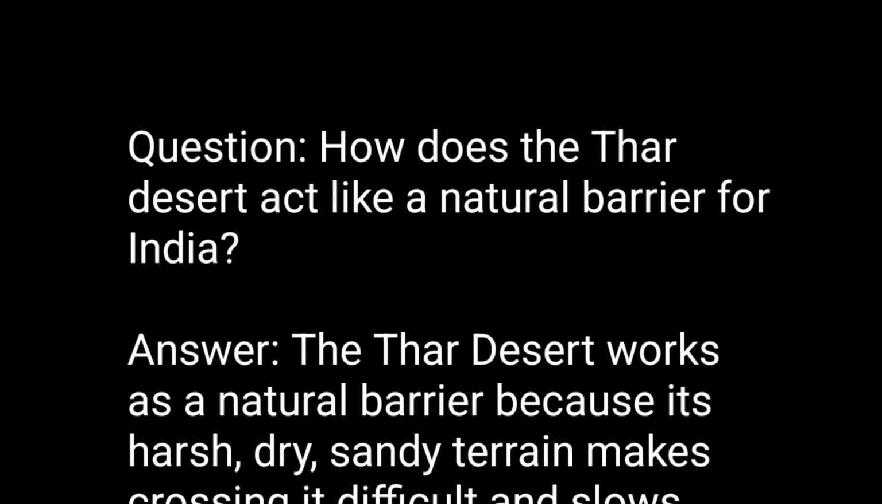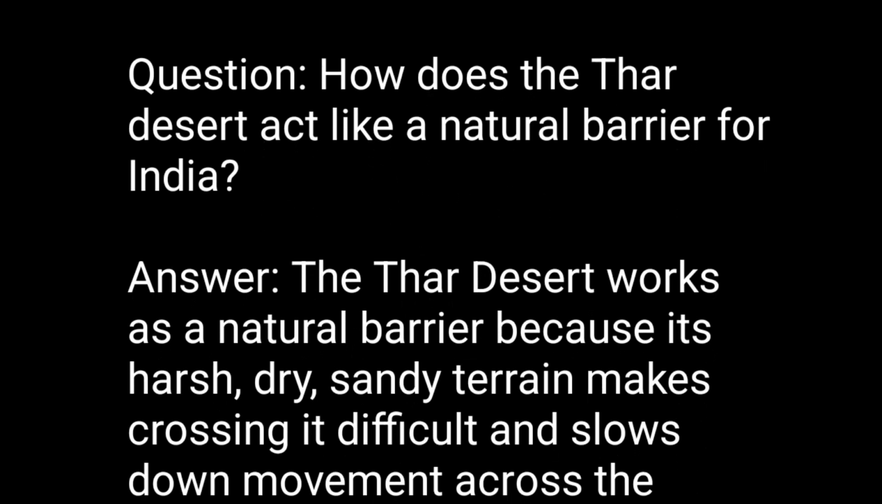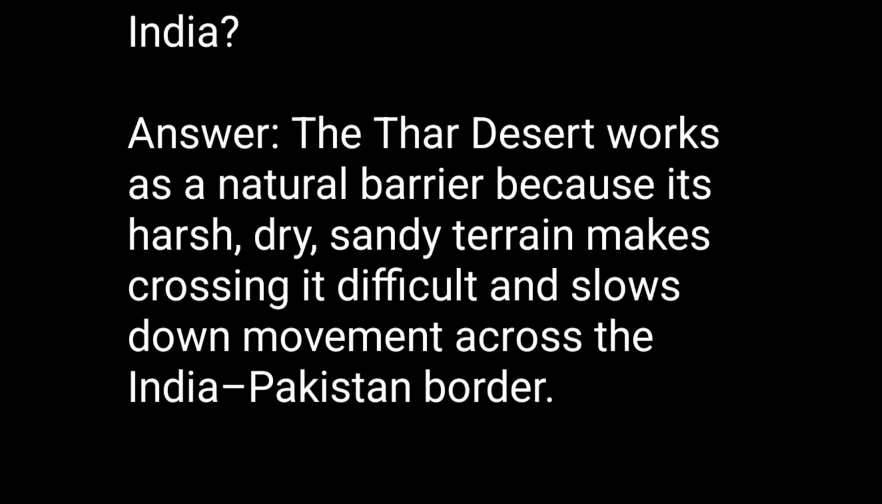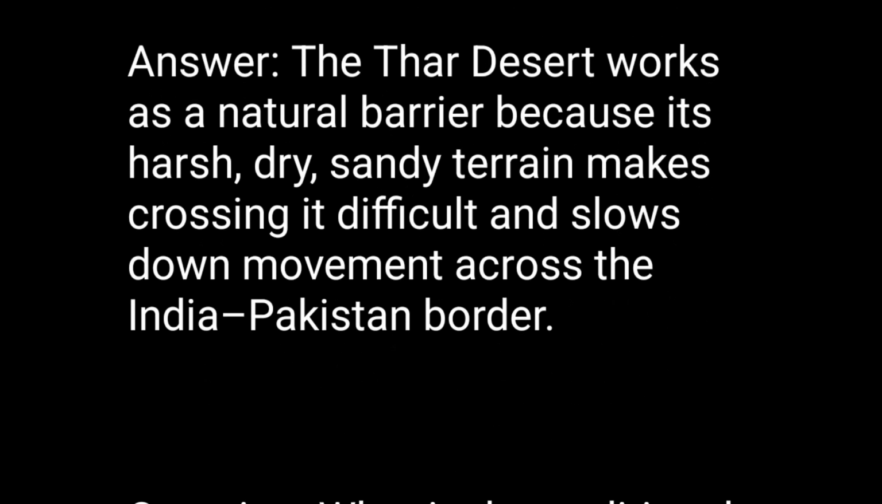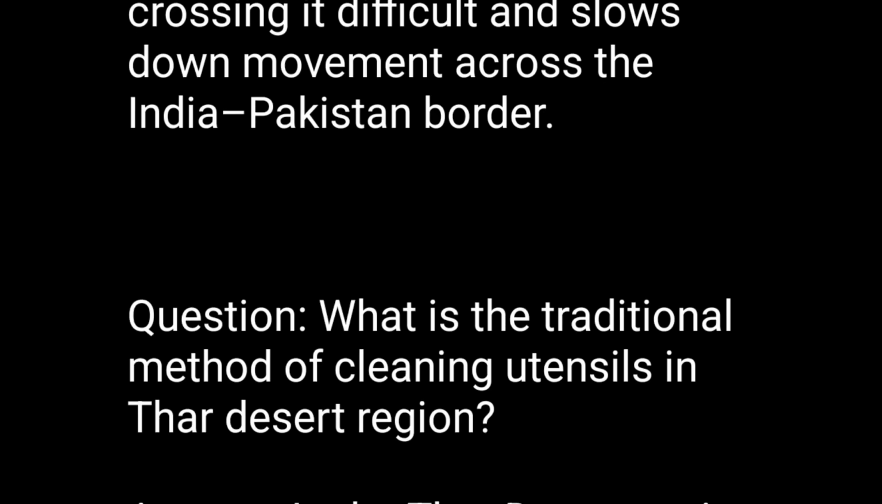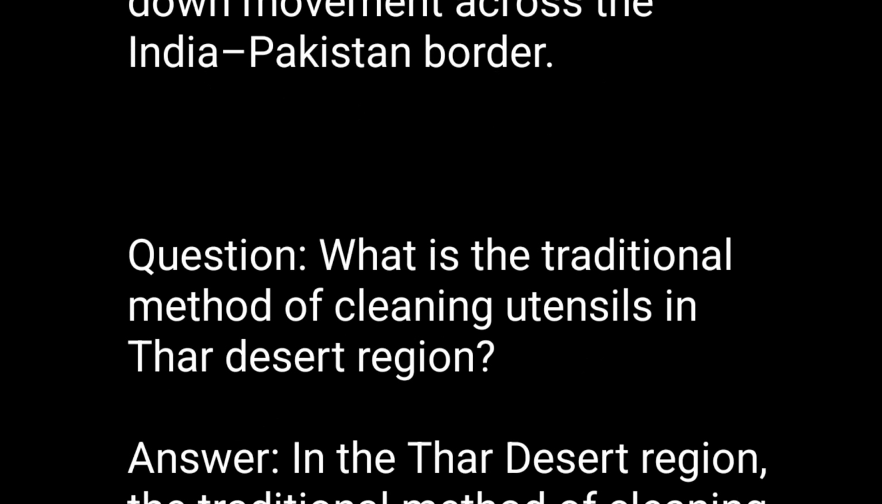Question. How does the Thar Desert act like a natural barrier for India? Answer. The Thar Desert works as a natural barrier because its harsh, dry, sandy terrain makes crossing it difficult and slows down movement across the India-Pakistan border.